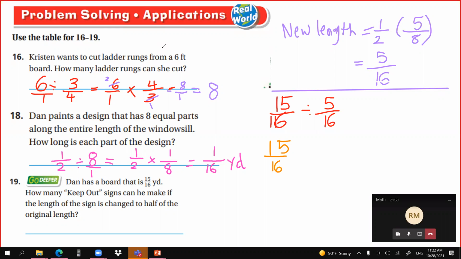No, wait, first keep the first one as it is. Change the division to multiplication. Yes, then 16 and 5. Then continue.